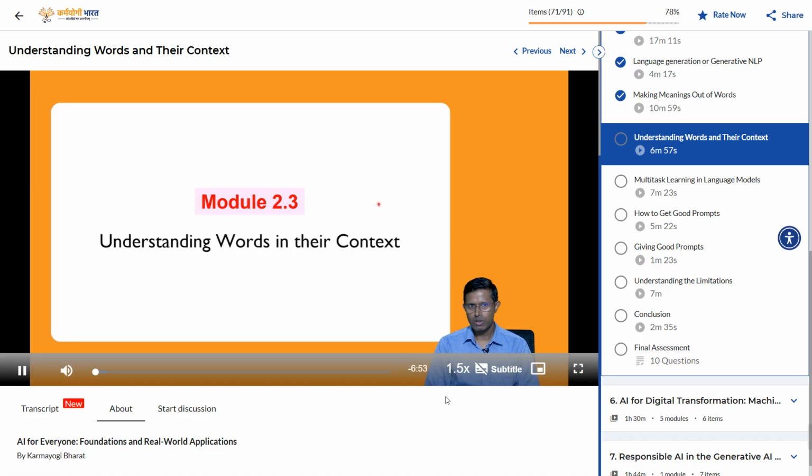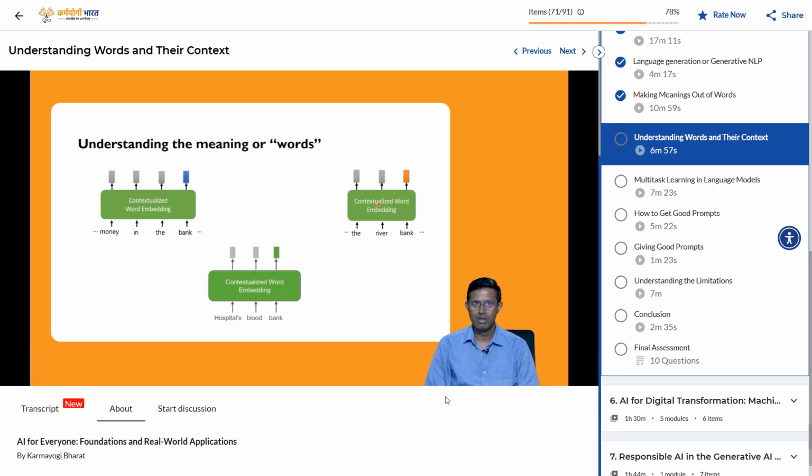Next, although here we talked about understanding the meanings of the words, we need to understand the meanings of the words in the context in which they belong. If you look at these examples, there are different sentences where the word bank is present: money in the bank, the river bank, or the hospital's blood bank. The word bank is present everywhere, but the vector for the word bank should be different in these different places, because the meaning of the word bank changes across these three inputs. So understanding the meaning only standalone is not sufficient, but we should understand the meaning in the appropriate context in which the word is there.